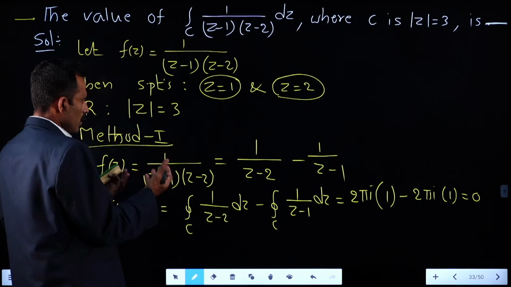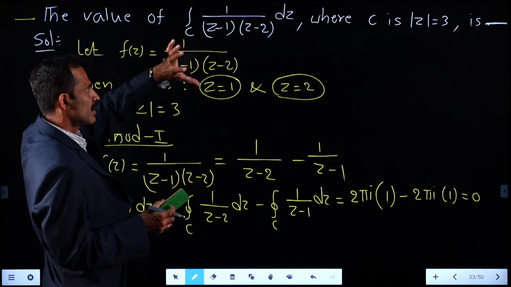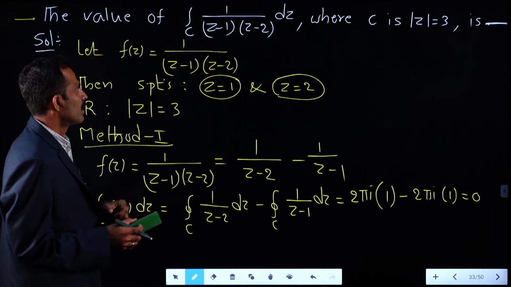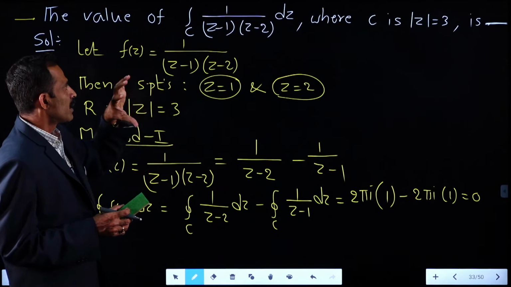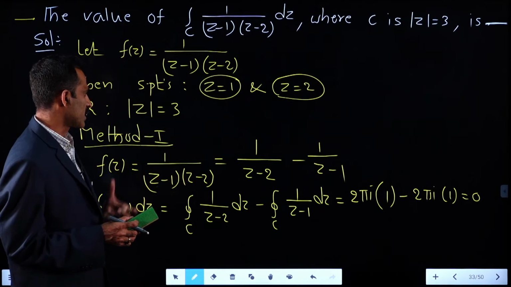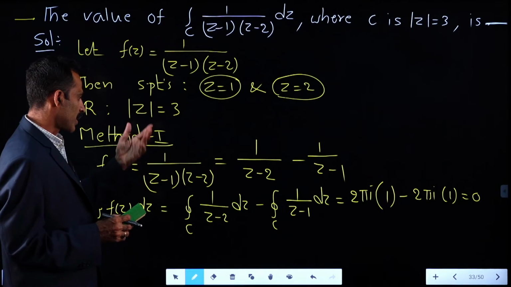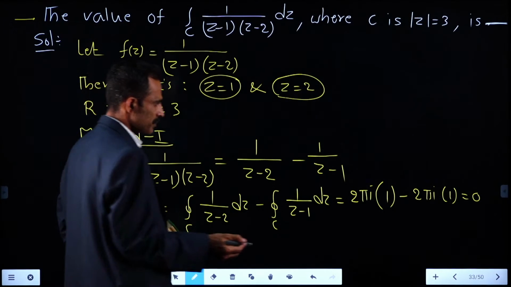Why we are using the partial fractions means directly we cannot express this in the form of function phi of z by z minus z naught only. We can write, but the condition of the theorem is failed only. That is why we are going for partial fractions like this only. This is the first method only. Next, second method, without partial fractions only.